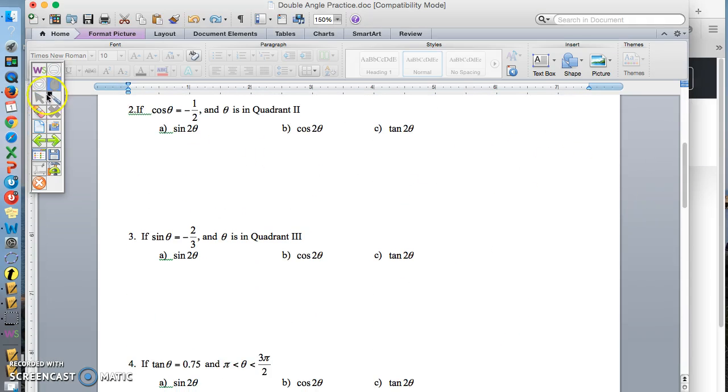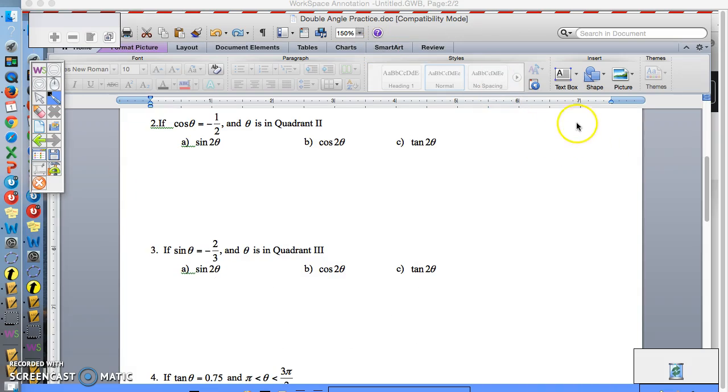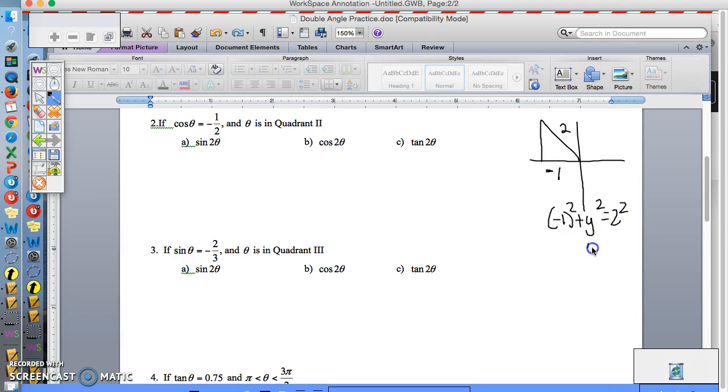If we take a look at this next one here, cosine is negative 1/2. It's in quadrant 2, so cosine is negative. So now we have negative 1 squared plus y squared equals 2 squared. So y squared is 3, so this is the square root of 3.